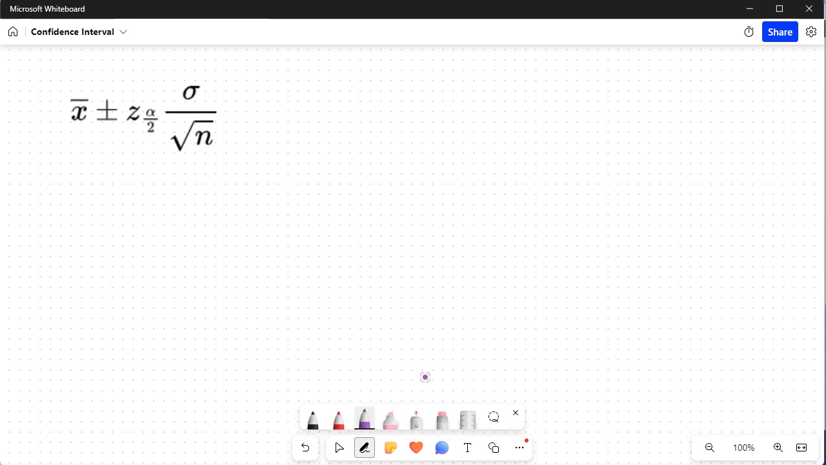Hello. In this video, I want to look at finding a confidence interval. Finding a confidence interval essentially begins with a formula where we use the sample mean x bar plus or minus a critical value that we call z sub alpha divided by 2 multiplied by the standard error, which is sigma divided by the square root of n.